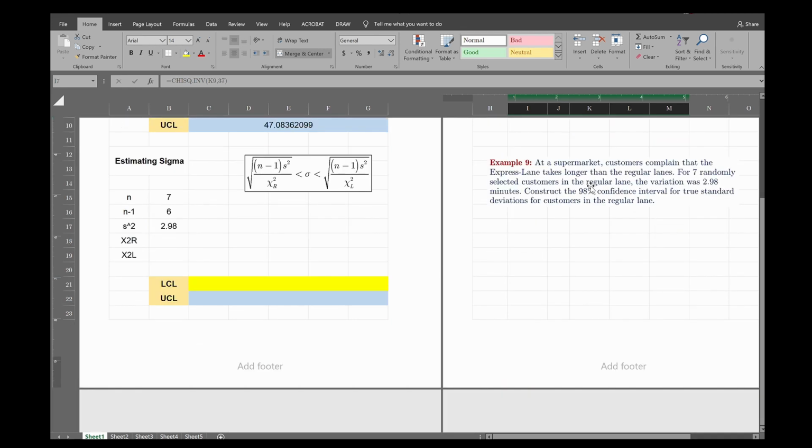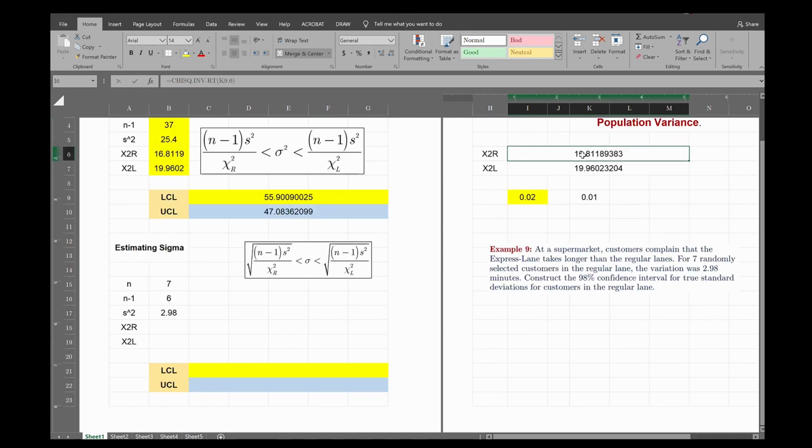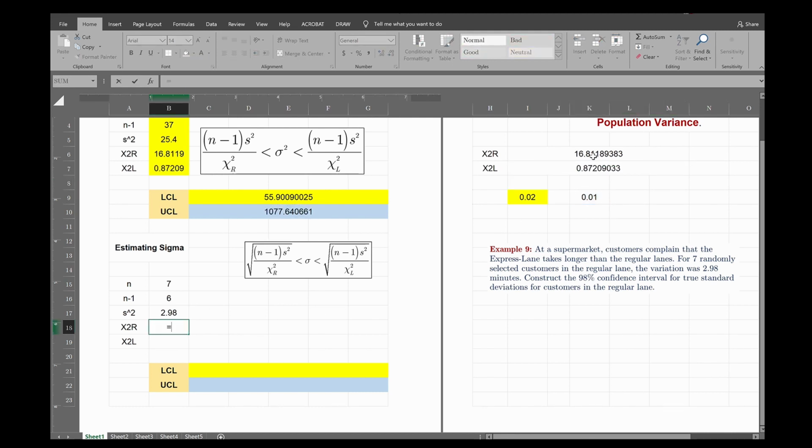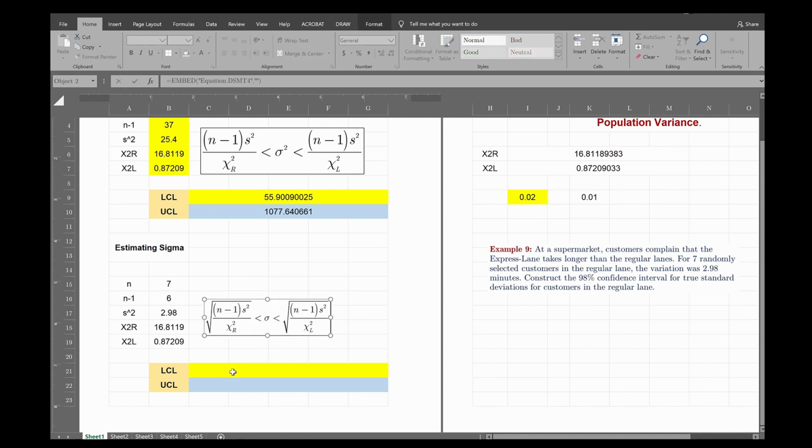All right, so anyways, let's just compute them anyhow for this new number. So it's K9 and 6 degrees of freedom. This is again K9, and you have to adjust. It's 6 degrees of freedom. And now here my chi-square right would be that one, and my chi-square left will be that one. And now I can use this formula to figure out my left-hand side and right-hand side.